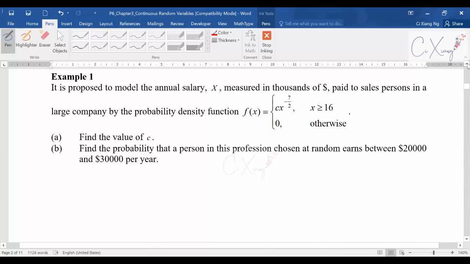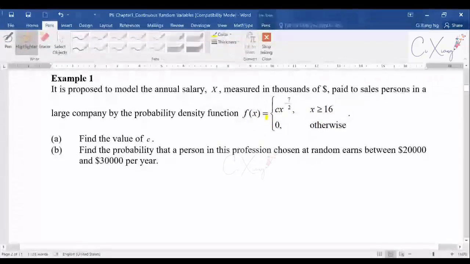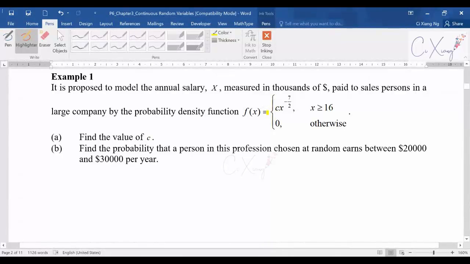Alright, so when you want to solve the continuous random variable question, right? Usually you will see a function given, okay, with domain given at the end. Okay, so this is the probability density function. So we call this as probability density function. And usually I will tell students, if can, you try to read the question properly and see what are they talking about. So for this question, they are talking about the annual salary. X is the annual salary measured in thousands of dollars paid to salesperson. So they are talking about the annual salary. Alright. Okay, so this is a function that we have.